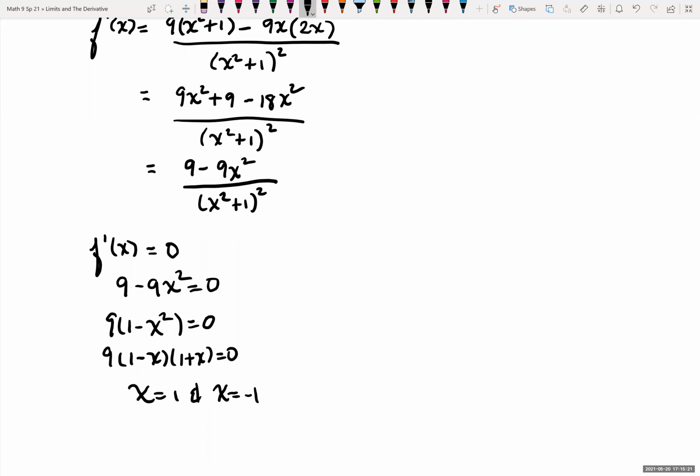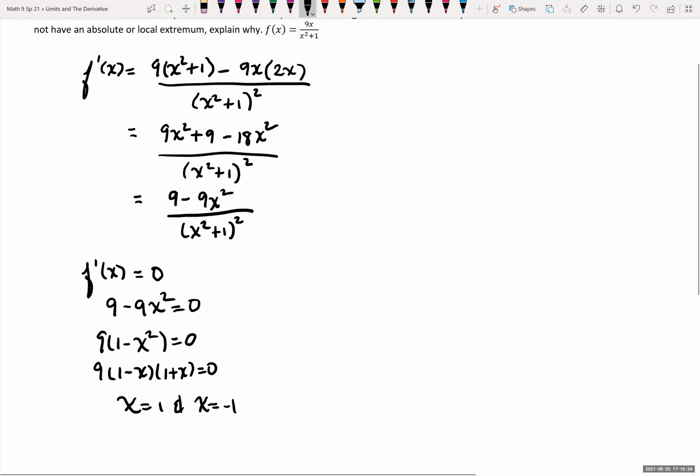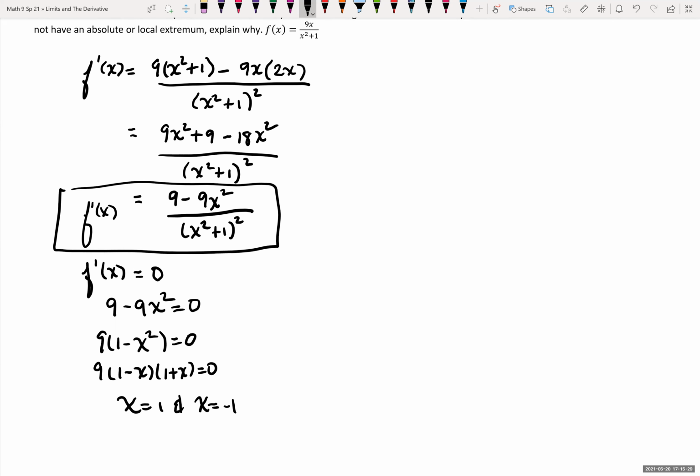So let's look at the intervals on each side of our critical numbers and see if the function is increasing or decreasing there. We have two critical numbers, -1 and 1. Let's choose something to the left of -1, so x equals -2. We plug it back into the derivative to see whether that value is positive or negative.